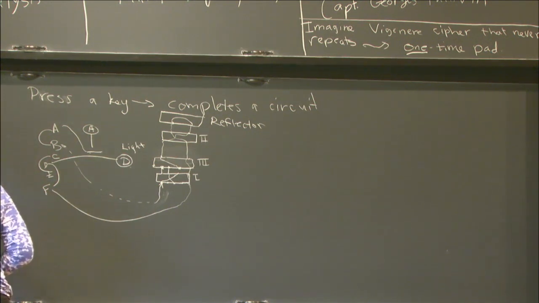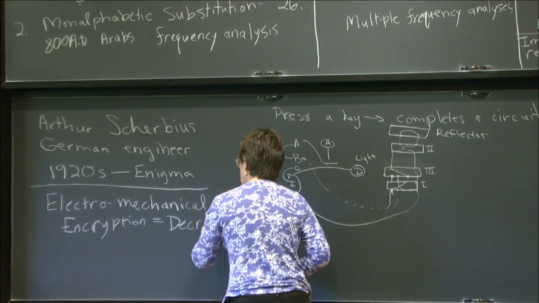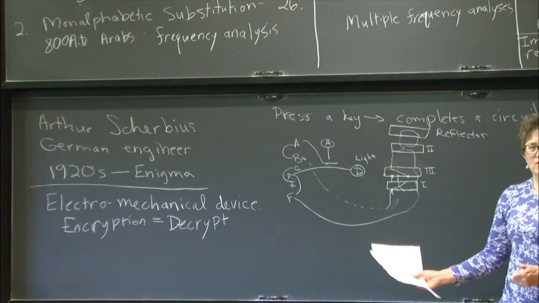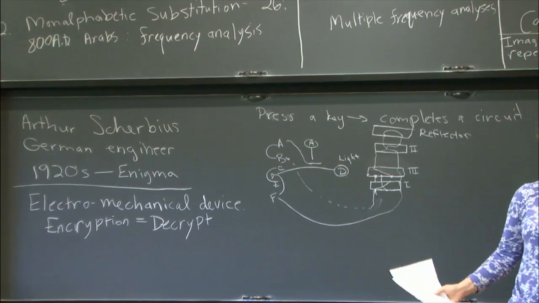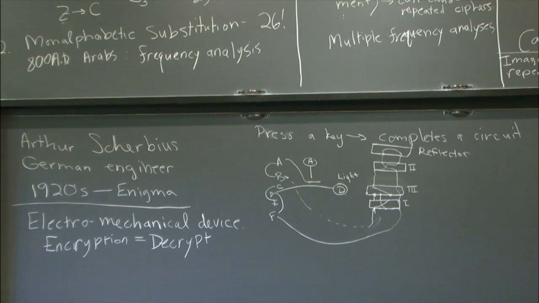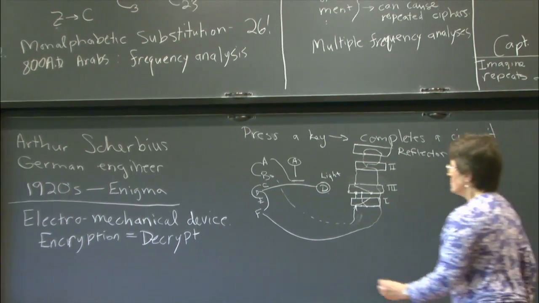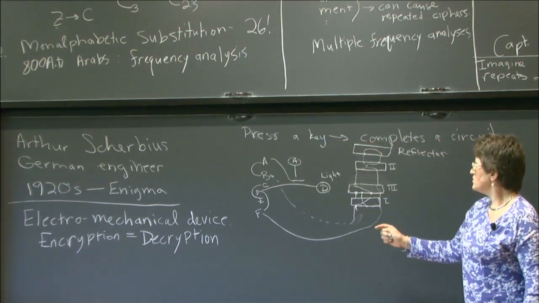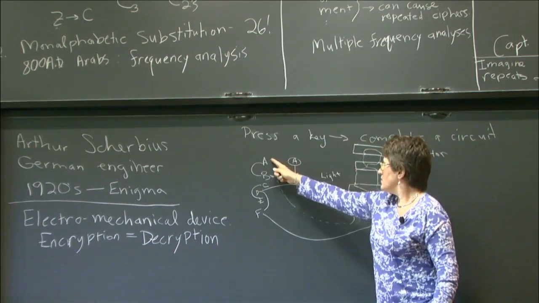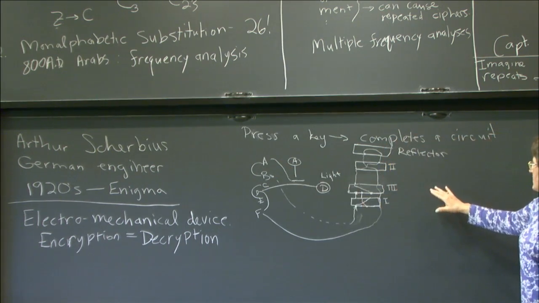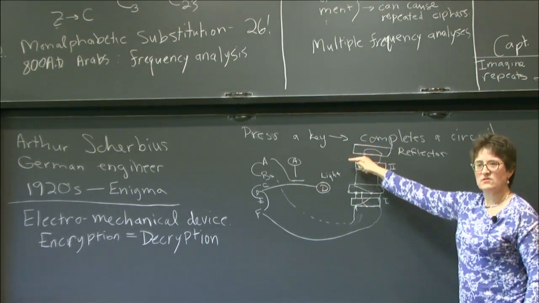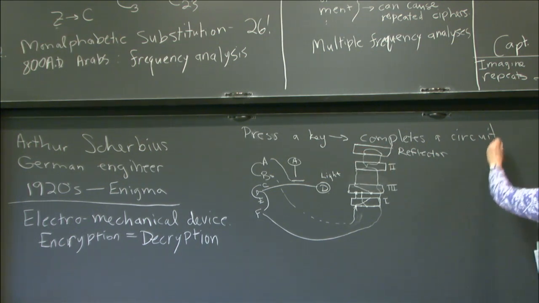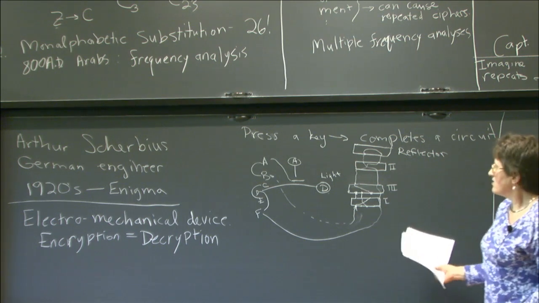If you had a machine that does a wonderful unbreakable encryption, but the intended recipient has no idea how to decrypt, that wouldn't be a good idea. So this is a nice feature. Another point about it is that nothing encrypts to itself, because this reflector has no fixed points. Okay? All right. So that's the basic idea of how the machine works.